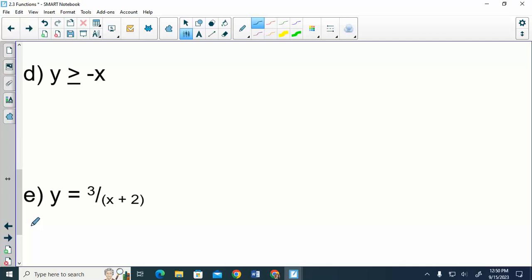Alright, a couple more of these. If I look at this one, y is greater than or equal to negative x, what would that look like? Just a line. The y equals negative x part would just be a line, with a negative slope. What does the greater than do? We haven't talked about that this year, but you have in the last couple.